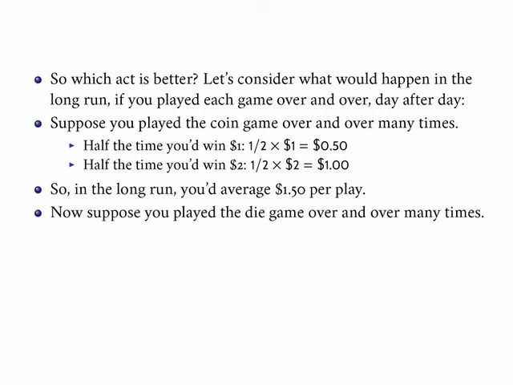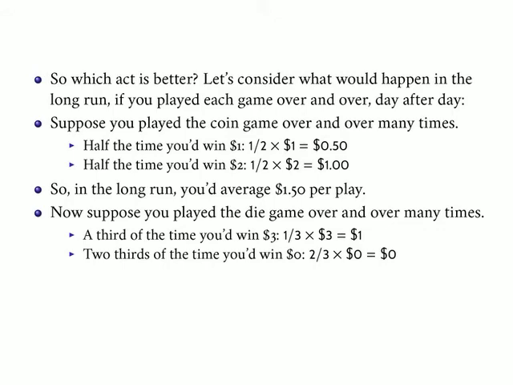Now let's think about the die game, and what if you played the die game over and over many times? Now, if we think about the probabilities, a third of the time you play this, you'd win $3. And the other 2/3 of the time, you're going to win $0. Okay, because again, when the die lands on a 5 or 6, which is a 1/3 probability, you win $3. But in all other cases, the other 4 possibilities out of the 6, you only win $0.